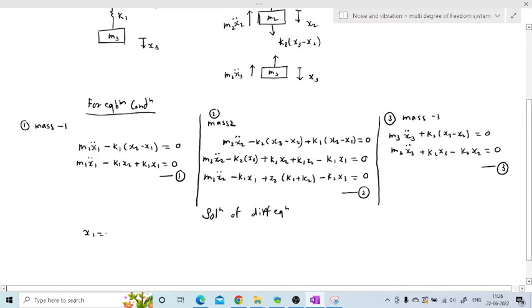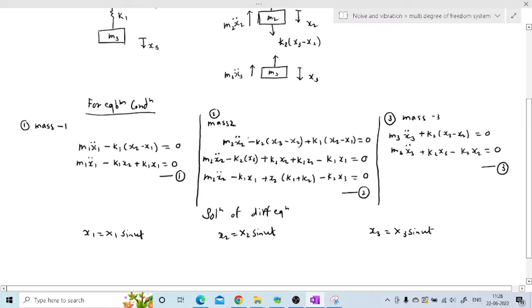So x1 will be X1 sin omega t. This is the equation of motion for SHM, and vibration is with SHM. So the solution will be x1 is equal to X1 sin omega t. Similarly I'll write x2 equal to X2 sin omega t. This capital X term is nothing but the amplitude, and x3 will be X3 sin omega t. So these are the three solutions of the above equations.